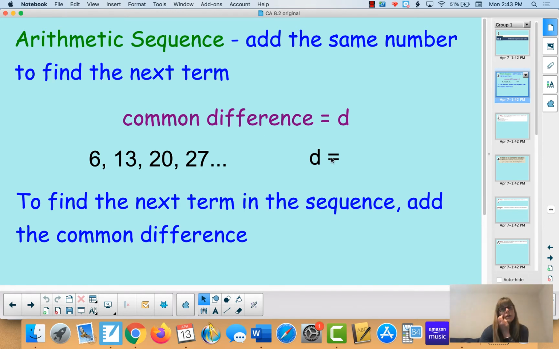And in fact, to find d, you can take a term and subtract the one before it. So if I take 27 minus 20, I get 7 for my common difference. That works if I subtract any of these, 20 minus 13, 13 minus 6. And to get the next term, I would add the common difference. So if I add 7 to 27, I know that the next term will be 34.